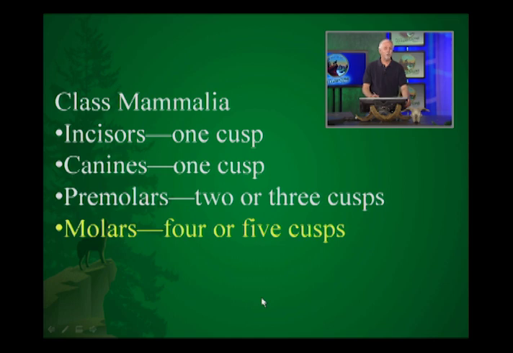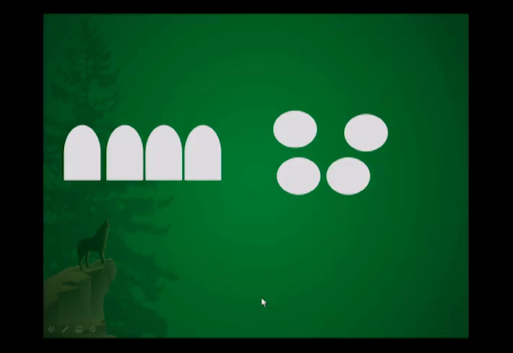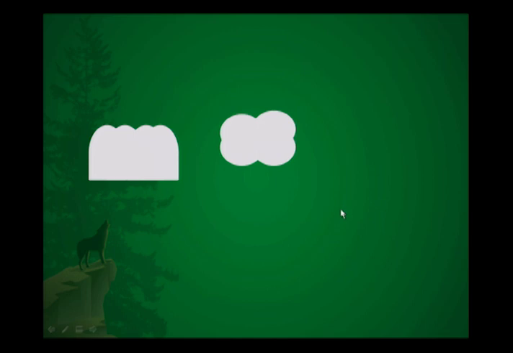And then molars typically form from 4 or 5 cusps, or have 4 or 5 cusps, meaning that they start off as 4 or 5 tooth buds, and again a side view here and a top view, and then they will fuse together to form a single tooth.